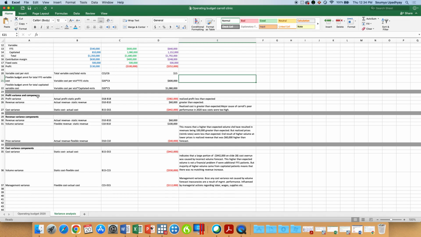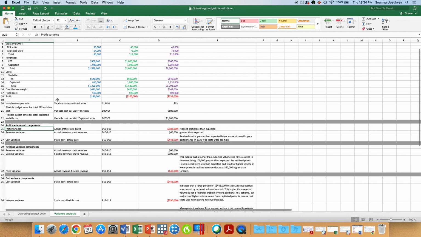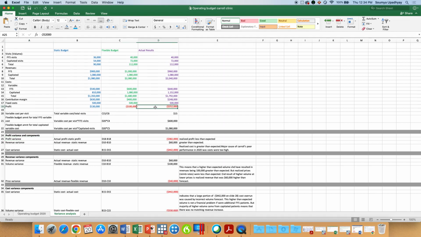So for profit variance and components, there are three components: profit variance, revenue variance, and cost variance. Profit variance is defined by the difference of actual profit and static profit. So you take the actual profit from this column and minus the static profit in B18. D18 minus B18 gives you a negative $382,000. So that means that the realized profit is less than expected. We were not expecting to have such less profit.